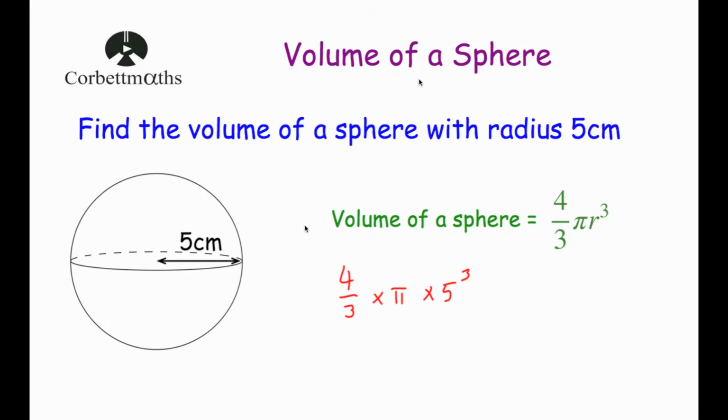Now how we go about working this out will depend on whether we're working on a calculator paper or a non-calculator paper. Now I've decided my first example will be a calculator question, so we're going to work this out using a calculator, and in my next example we'll use a non-calculator approach. So we want to work out 4/3 multiplied by pi multiplied by 5 cubed.